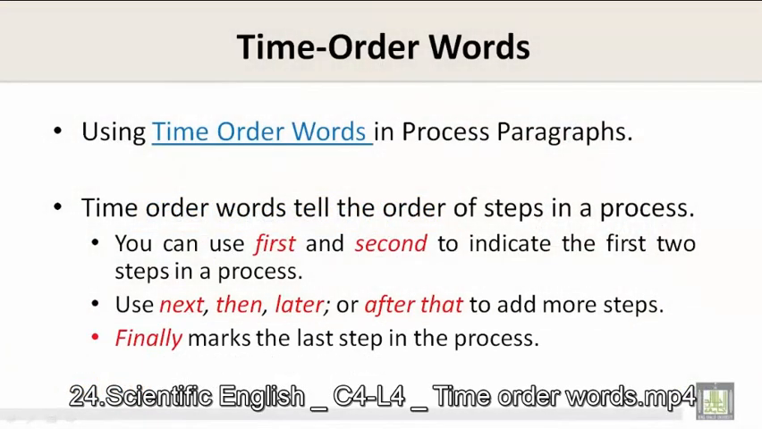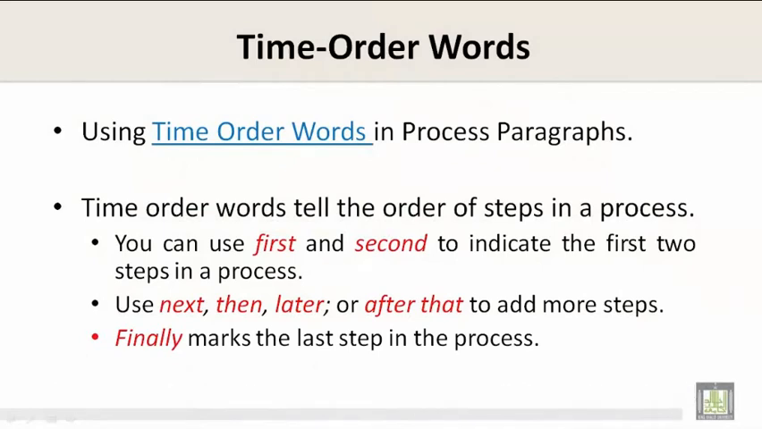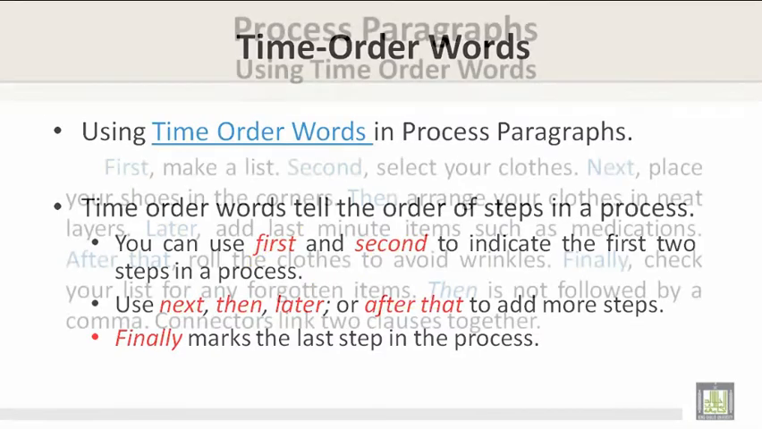Time order words. Using time order words in process paragraphs. Time order words tell the order of steps in a process. You can use first and second to indicate the first 2 steps in a process. Use next, then, later, or after that to add more steps. Finally marks the last step in the process.